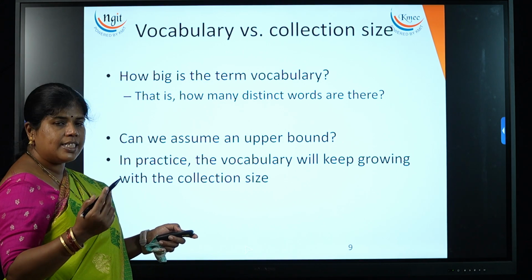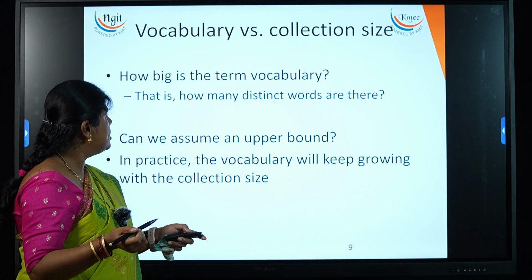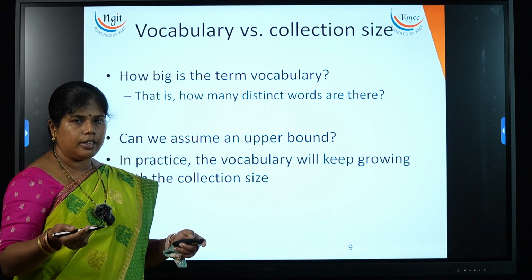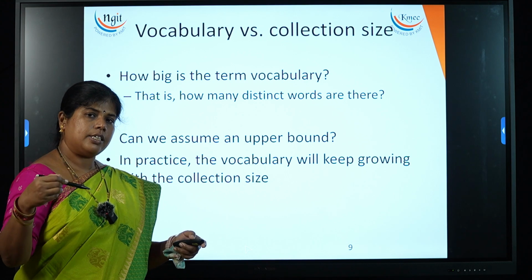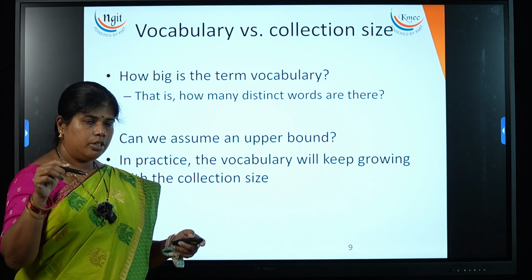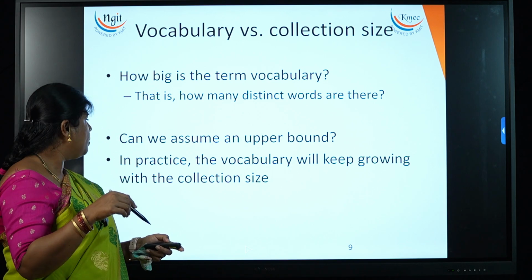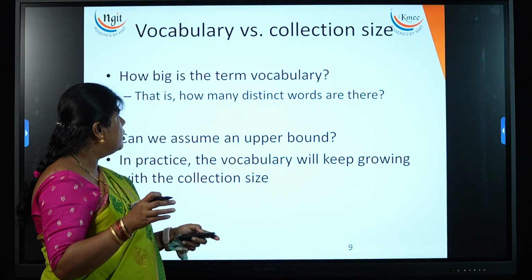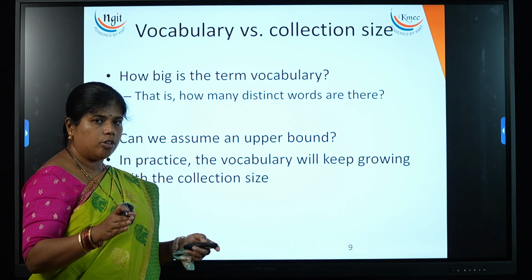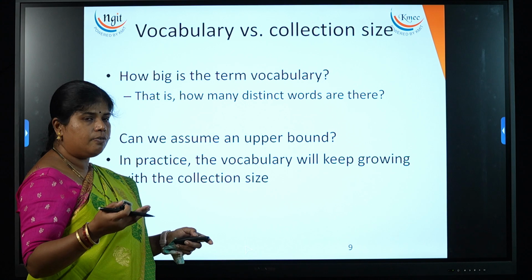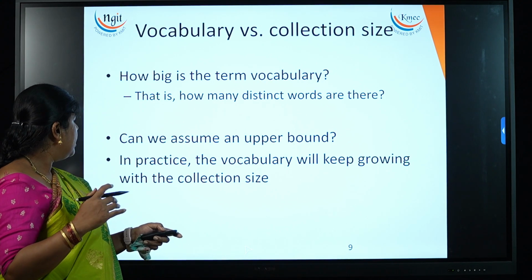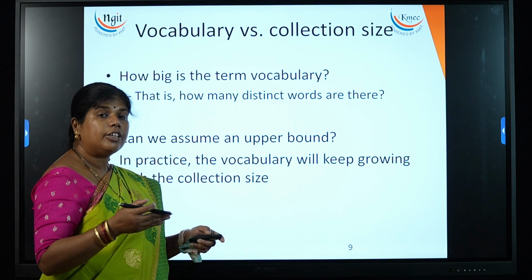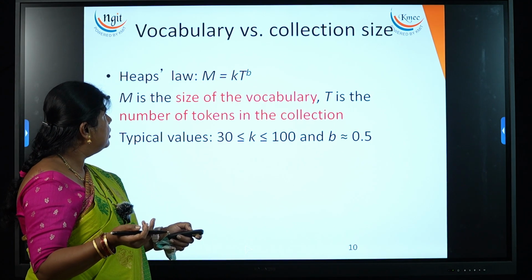Now, vocabulary versus collection size. How big is the term vocabulary? That is how many distinct words are there. For each distinct word, I need one row. So, that differentiation matters. Can we have one upper bound? Means, is there any threshold for the number of distinct words in your vocabulary? Of course, vocabulary will keep on growing as your collection size keeps increasing.